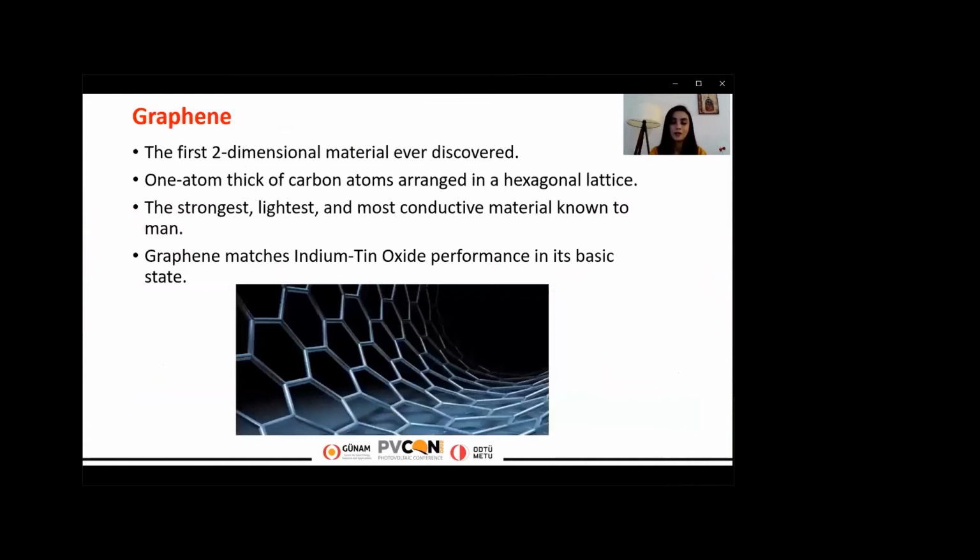In this work, we use graphene as an anode in polymer solar cells. So what is graphene? The first two-dimensional material ever discovered. It is one atom thick, with carbon atoms arranged in a hexagonal lattice. It is the strongest, lightest, and most conductive material known to man. Graphene matches indium tin oxide performance in its basic state.